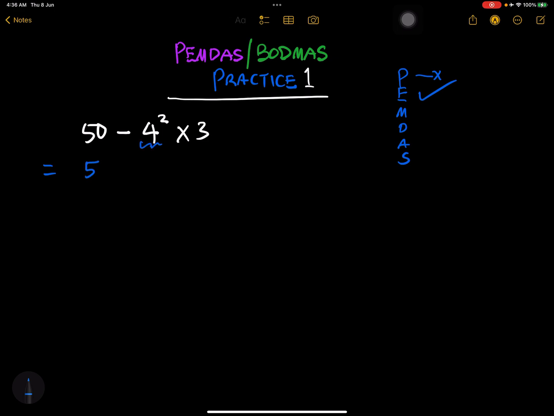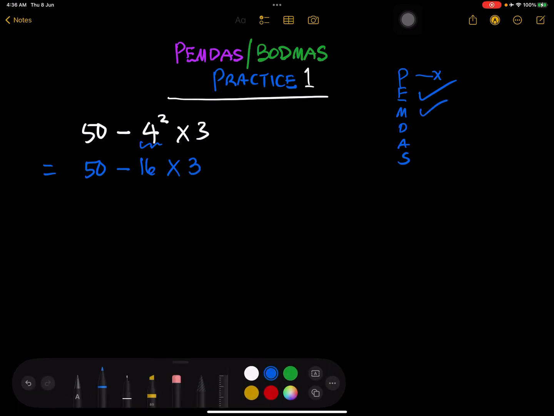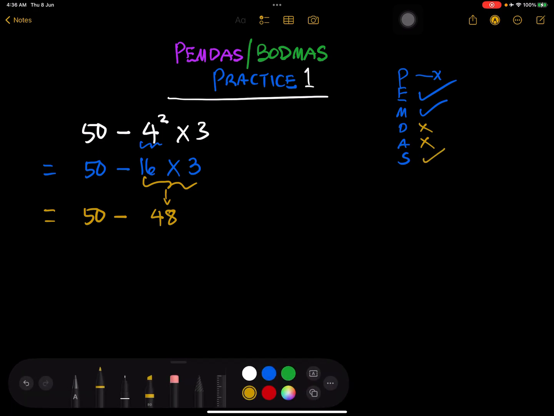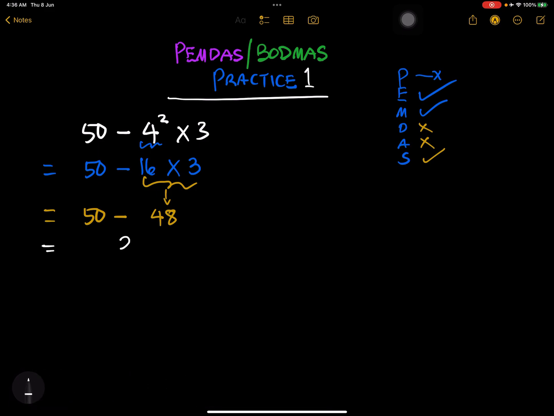So we're going to have 50 minus 16 multiplied by 3. The next thing there is multiplication. So if that's the case, this is what we're going to do next. So we're going to have equal to sign 50 minus, and this one gives us 48. And then there's no division sign, no addition sign. The next thing there is subtraction. So we're going to end there by having 50 minus 48, which is 2.